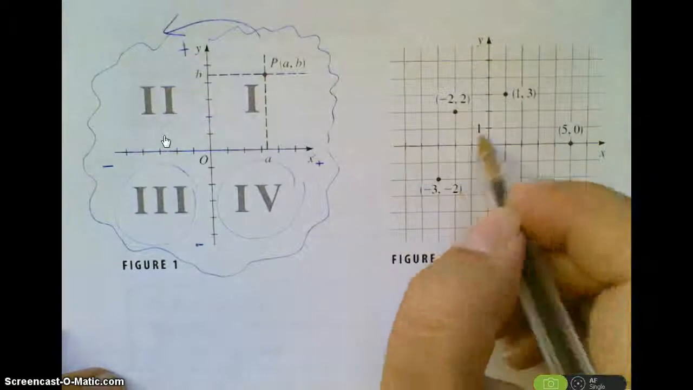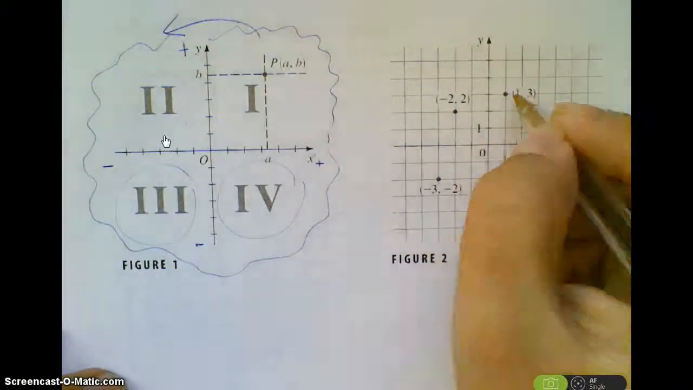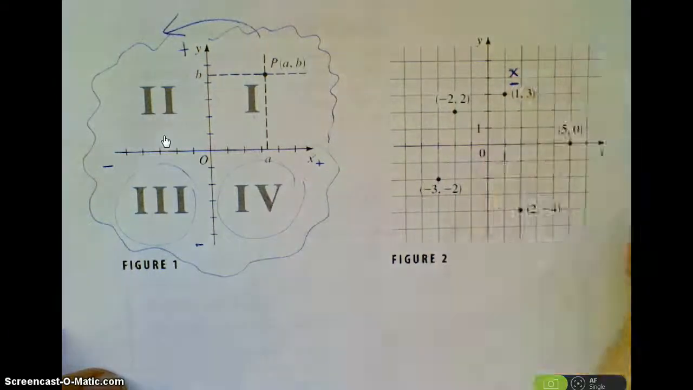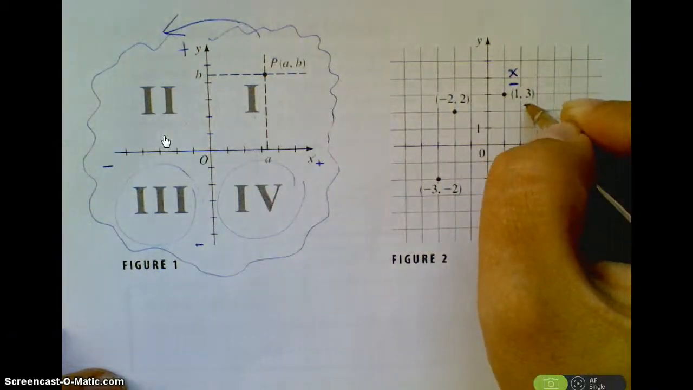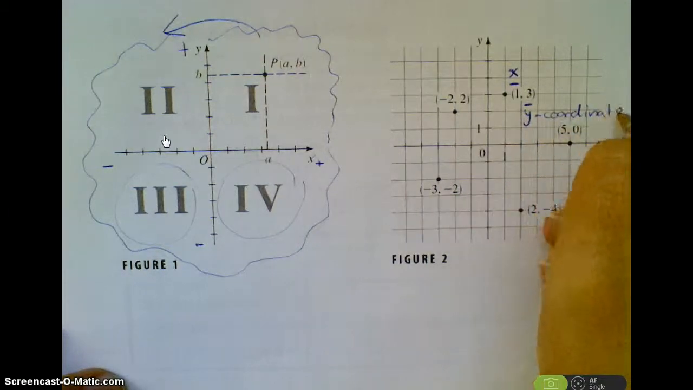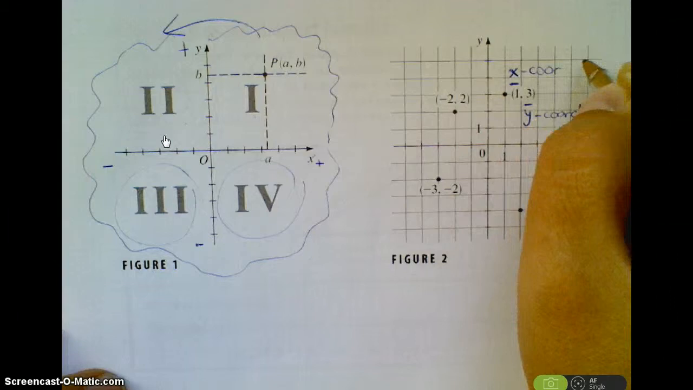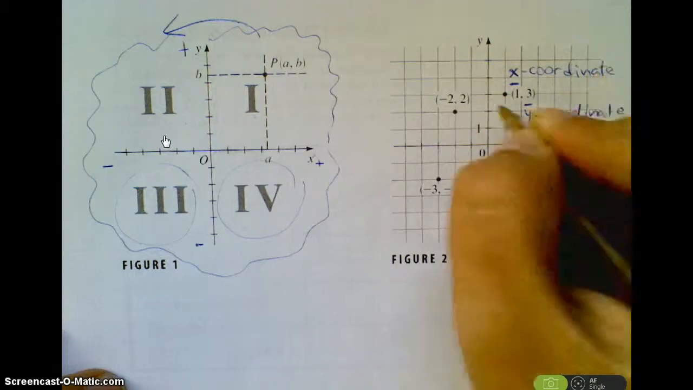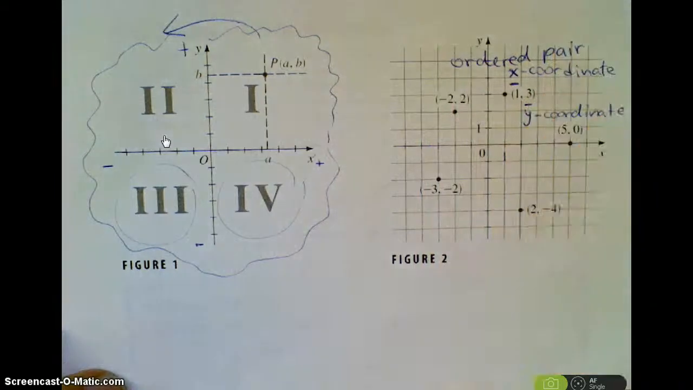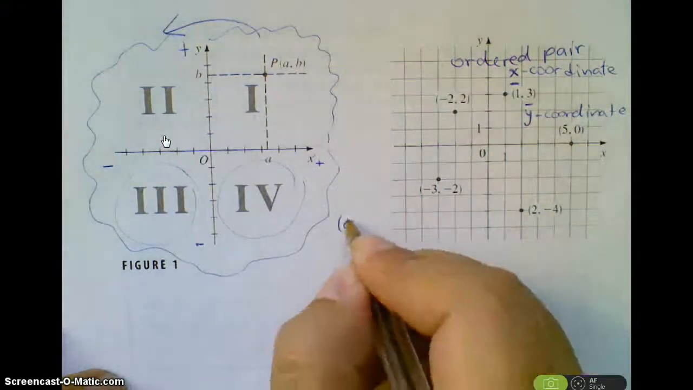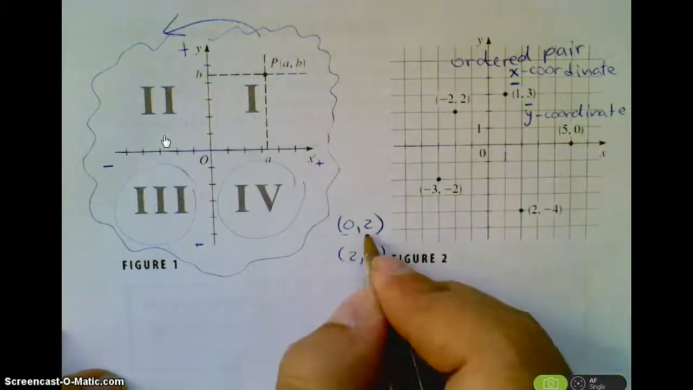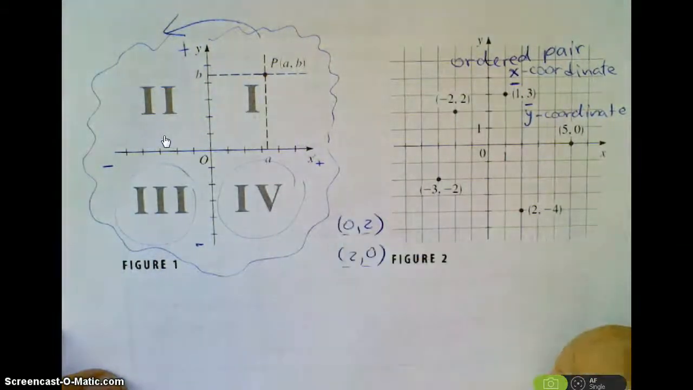And for every point on the plane, we always need 2 numbers. The first number is known as the x-coordinate, and the second number is called the y-coordinate. This pair of numbers that are a characteristic of every point is called an ordered pair, and it's called that because the order matters. If I say 0, 2 and 2, 0, those are different points. So the order in which the numbers are written matters. That's why it's called an ordered pair.